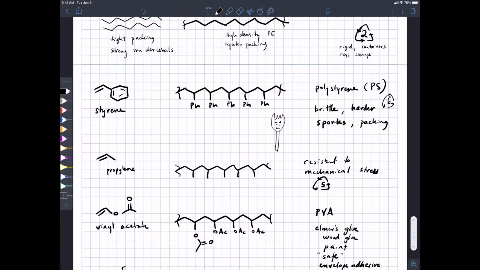Vinyl acetate is one that you may have eaten at some point in your past. Elmer's glue is vinyl acetate. It polymerizes in air.